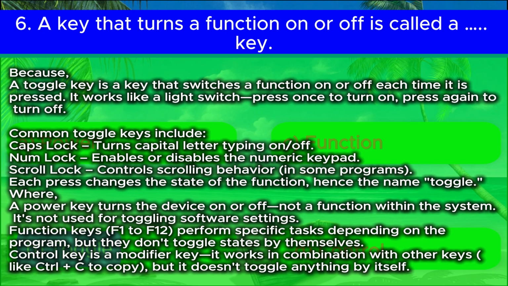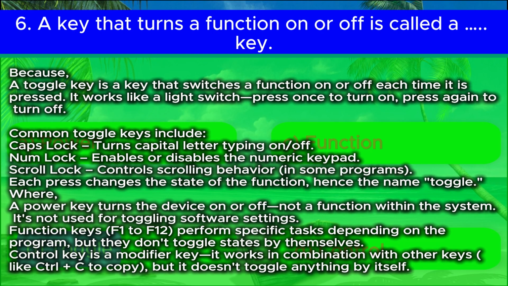It works like a light switch: press once to turn on, press again to turn off. Common toggle keys include Caps Lock, which turns capital letter typing on or off; Number Lock, which enables or disables the numeric keypad; and Scroll Lock, which controls scrolling behavior in some programs. Each press changes the state of the function, hence the name toggle.